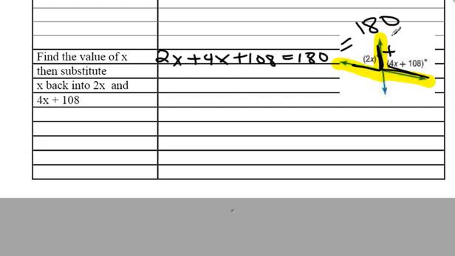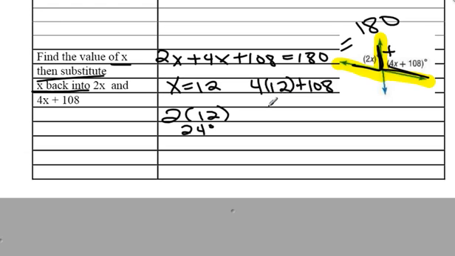Okay, I'd like for you to take a second to pause the video and solve for x. Okay, you should get that x is 12. If you didn't get x is 12, then raise your hand. We'll work through the algebra together. We're going to go ahead and substitute our x back in to 2x. So 2 times 12, which is 24 degrees. And then substitute it back into 4x plus 108. So 4 times 12 plus 108 is 156.